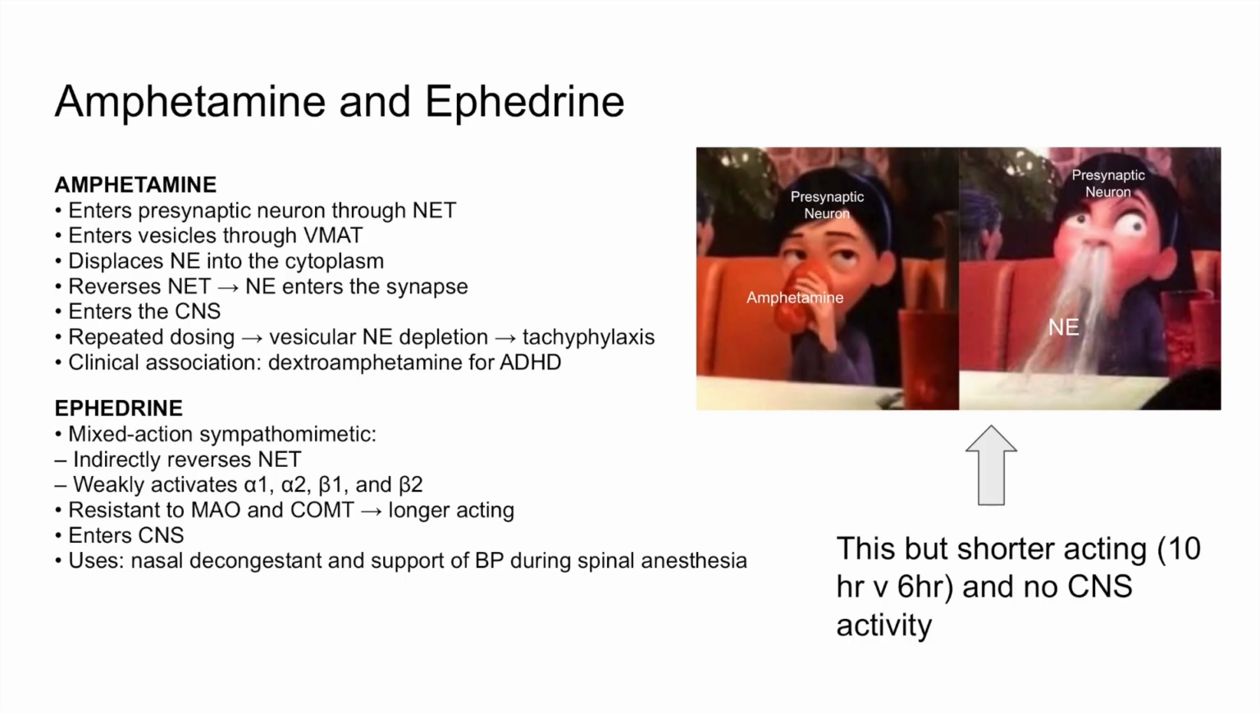So ephedrine can enter the central nervous system, although its central effects are less pronounced than those of amphetamine. Okay, so we have a lovely picture of Violet from The Incredibles, and I think this scene is specifically from Incredibles 2, but it's such a great depiction of reversing that norepinephrine uptake, right? So it's shooting it out through the presynaptic neuron instead of keeping it stored up in there. So it basically just makes the presynaptic neuron spew it all out.